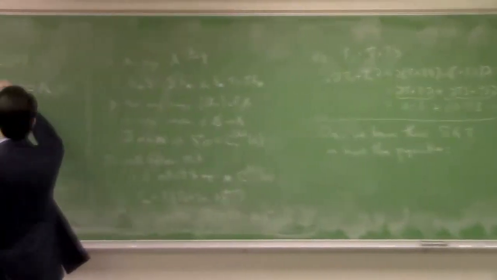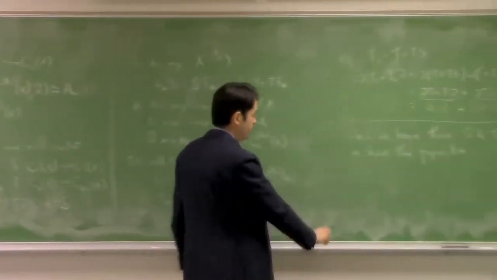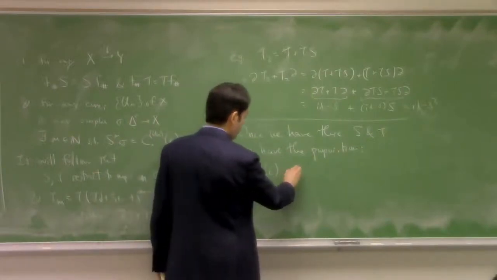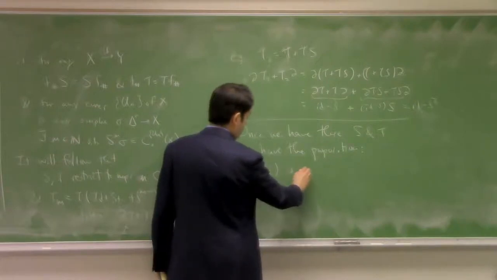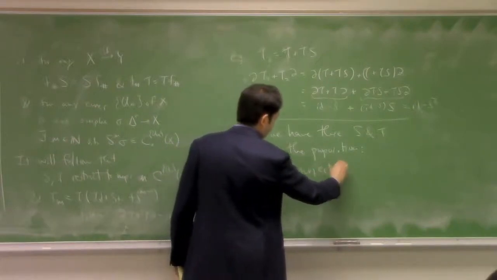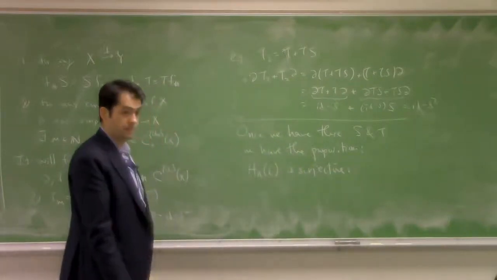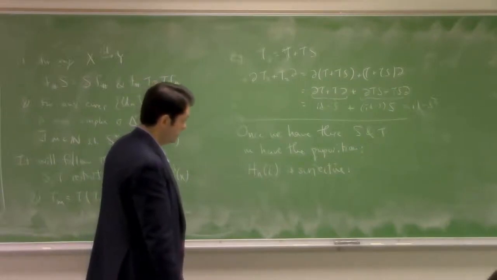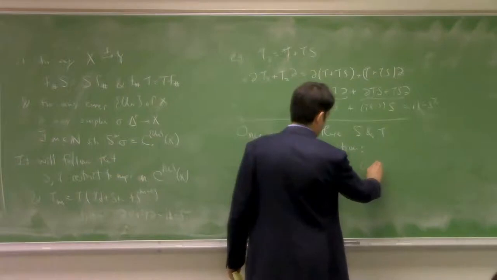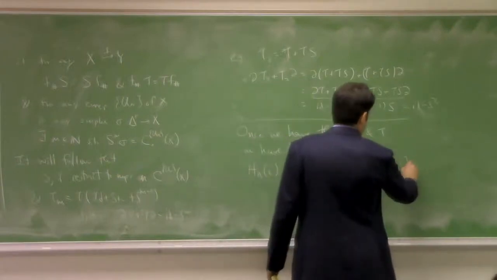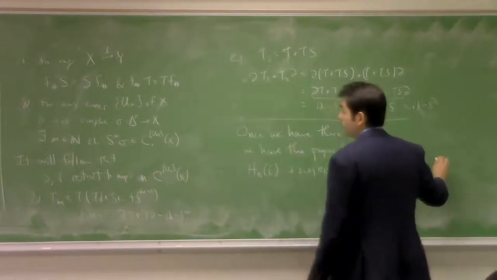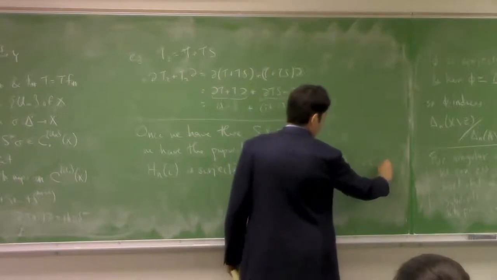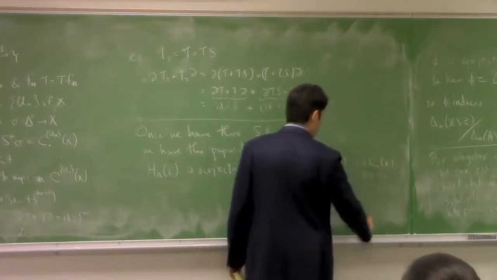So here, let's call this inclusion I. Let's check that Hn of I is an isomorphism. Let's check that it is, say, surjective. Okay, so you give me a homology class in Hn of X, so it's represented by C in Cn of X with boundary of C equal to 0.